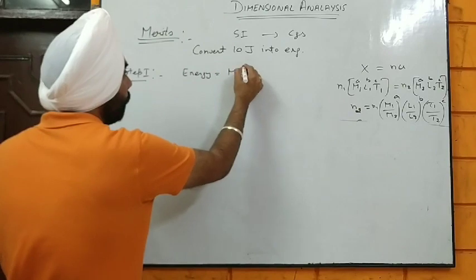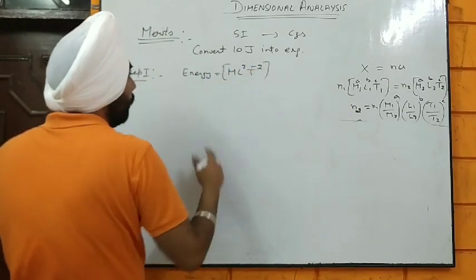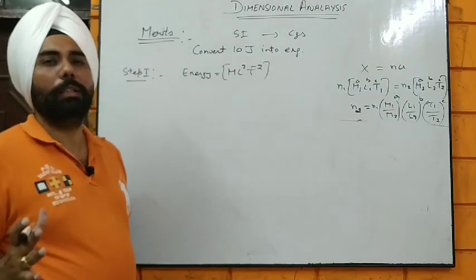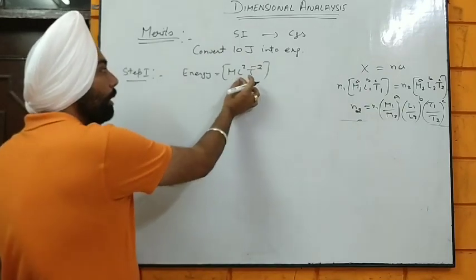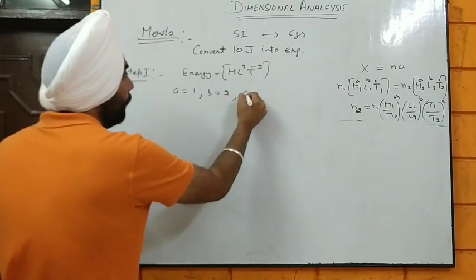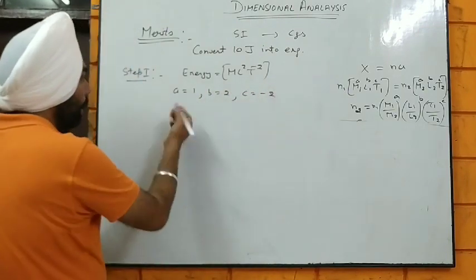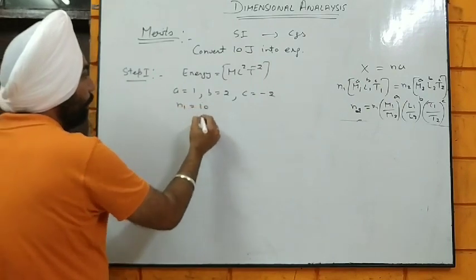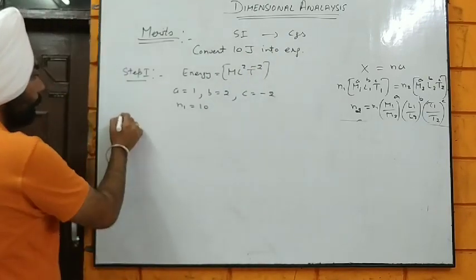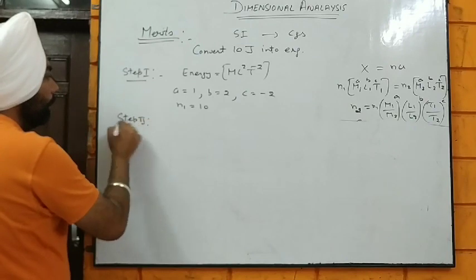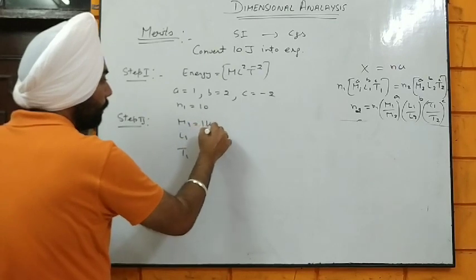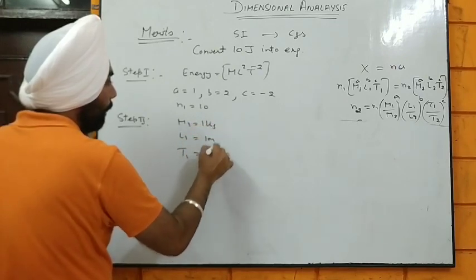Energy has dimensions of M L2 T minus 2. You can use any formula of any energy, potential energy, kinetic energy. All the energies are going to have the same dimension, M L2 T minus 2. Which means the value of A is equal to 1, B is equal to 2, and C is equal to minus 2. And similarly, the value of N1 is given to us, 10 joule into erg. So now the second step, just converting M1, L1 and T1. Now what is the value of M1? That is always going to be 1 kilogram, 1 meter and 1 second.